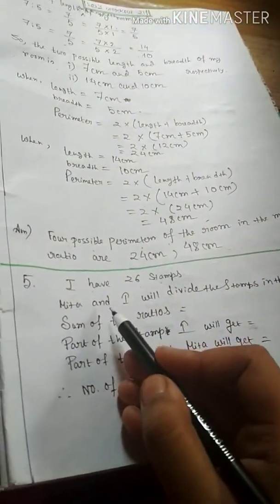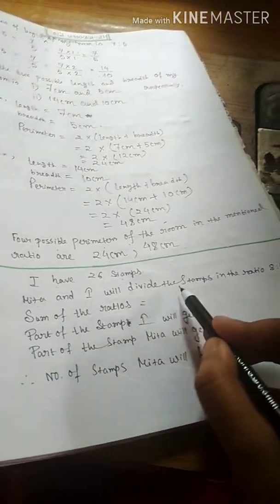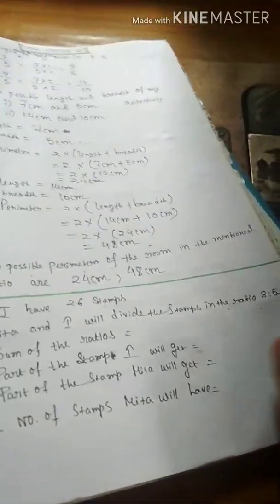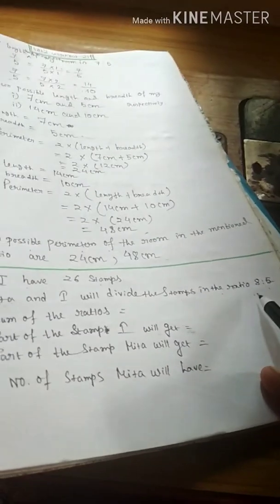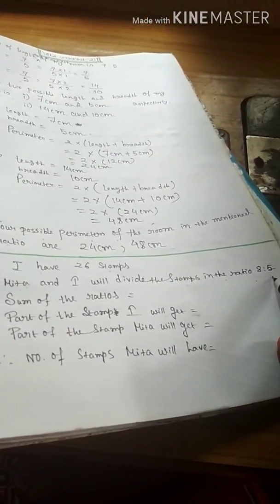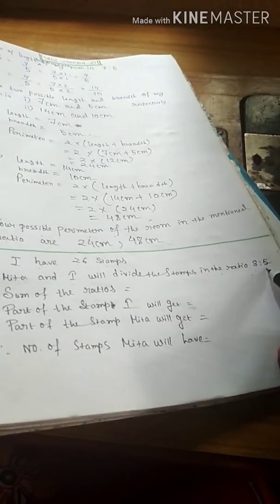Mita, it's written Mita and I in my book, so I am writing Mita and I will divide the stamps in ratio 8:5. Let me check once. Yes, 8:5. Now, if 26 is not given, suppose that Mita is having 8 stamps and I am having 5 stamps.